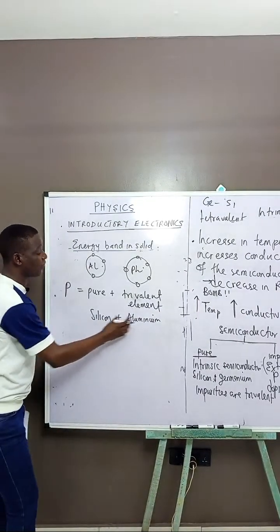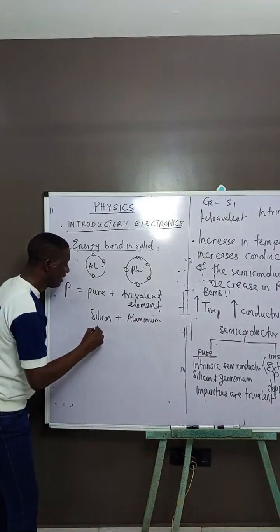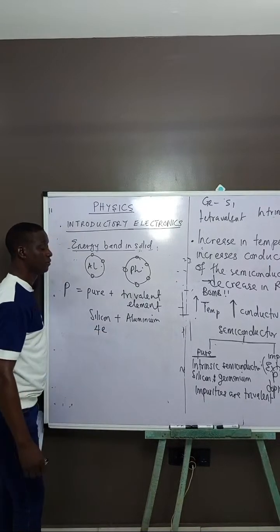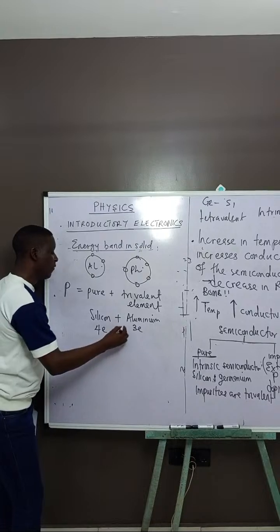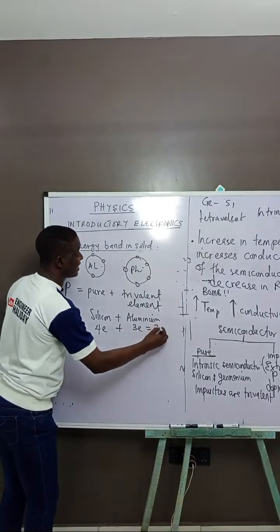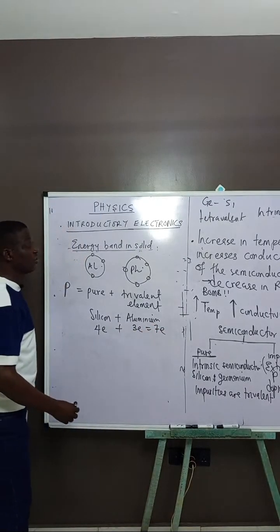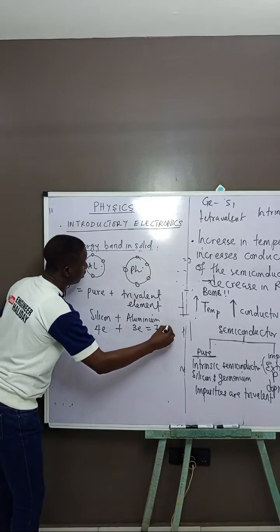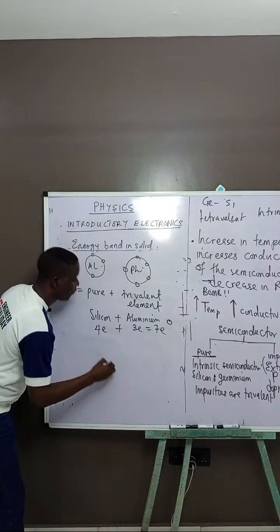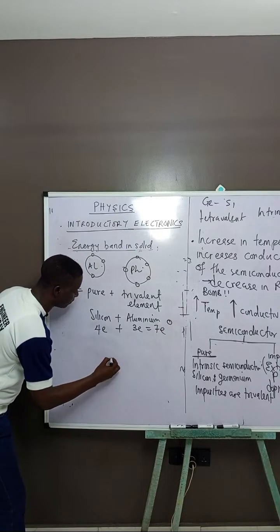So silicon plus aluminium. Now, how? Silicon has 4 electrons. Aluminium has 3 electrons at the outer shell. From chemistry knowledge, this is already 7. It is not complete already. It has not completed the octet. That means that there is a hole left.